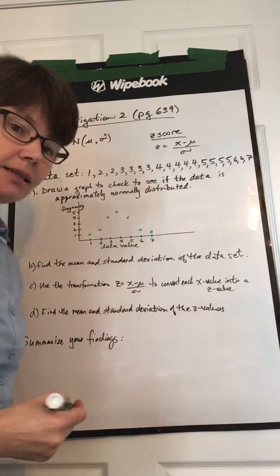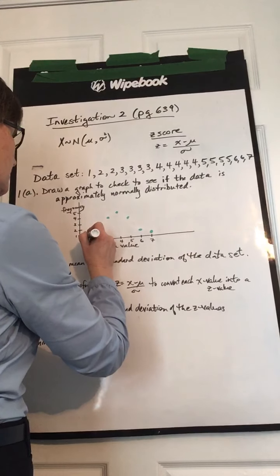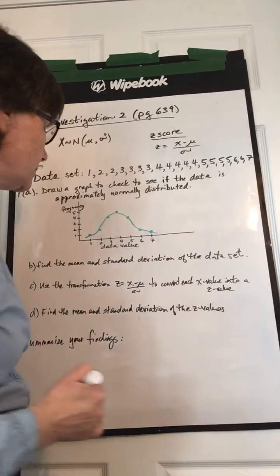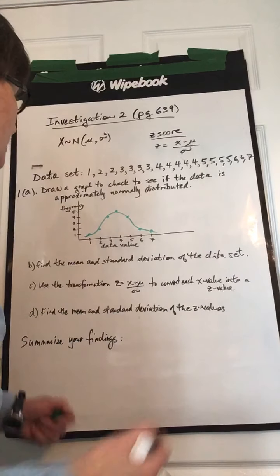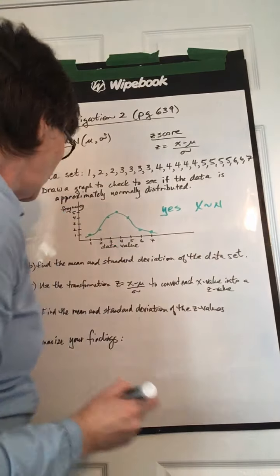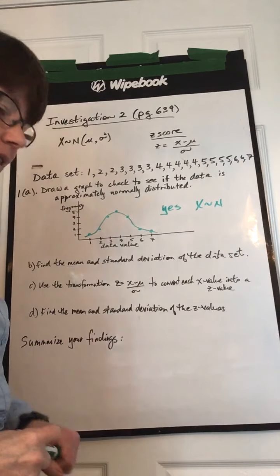So we can see, yes, it is approximately normally distributed. It's symmetrical, and it's shaped like a bell curve. Perfect. All right, x is normally distributed. Find the mean and standard deviation of the data set.